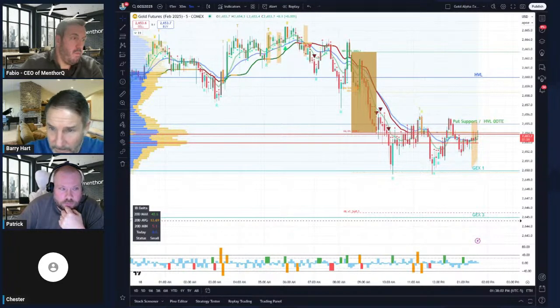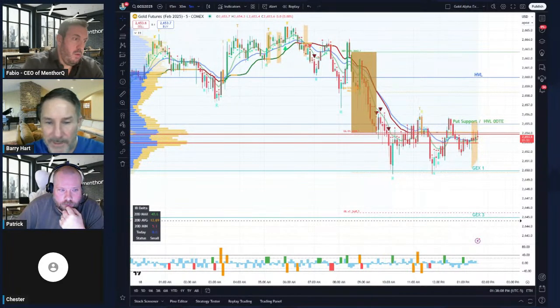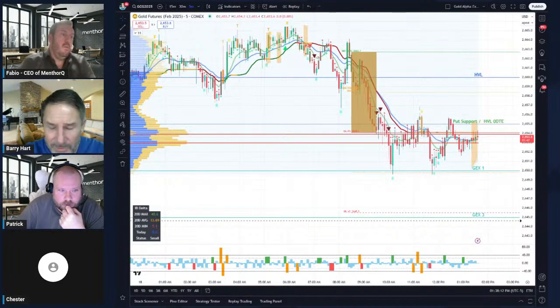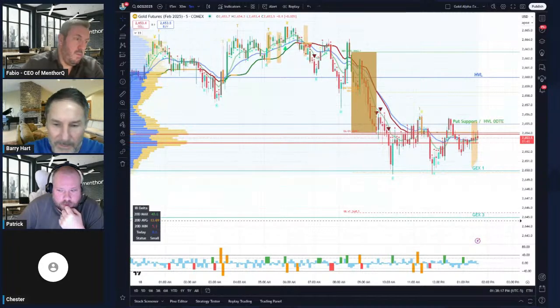So I took the break right here, and I kept piling on. I was doing this in Top Step. So let me flip over to that chart just to show you the difference between trying to trade a Top Step or a combine without the levels, and how confusing it can be.